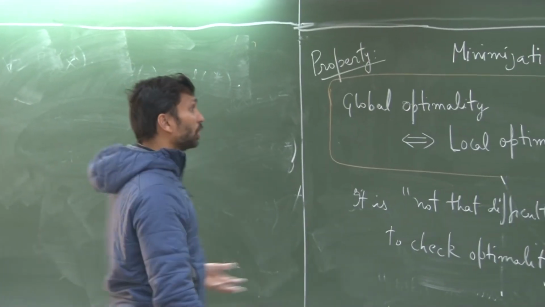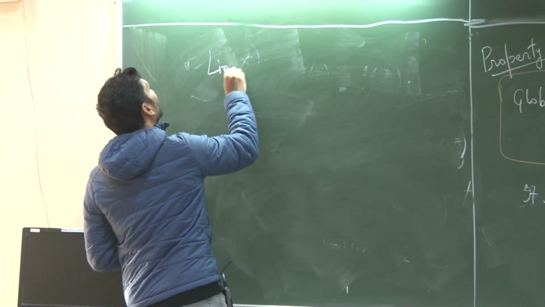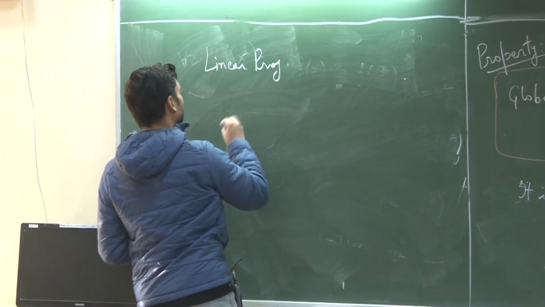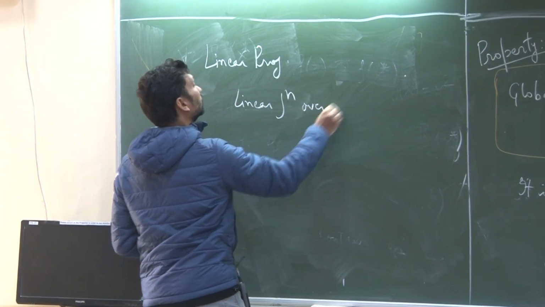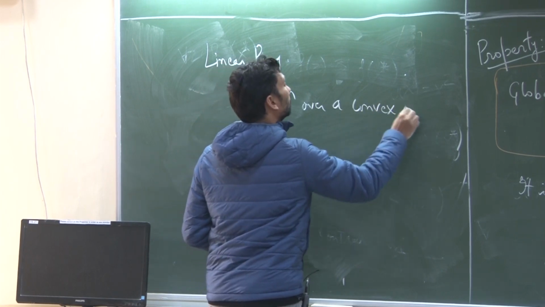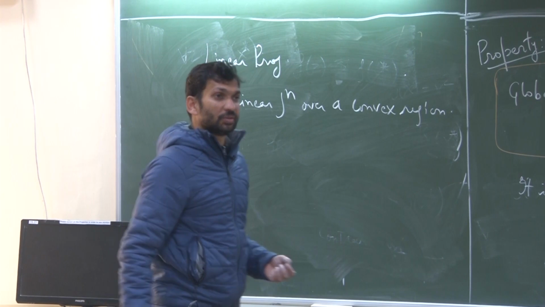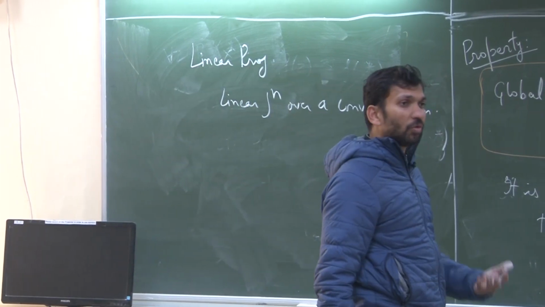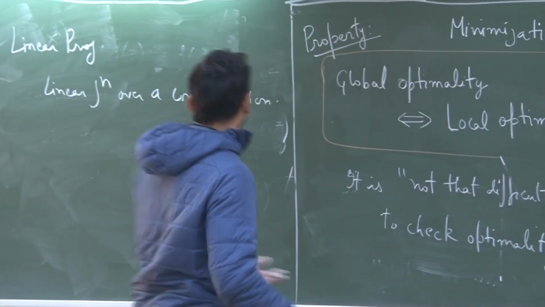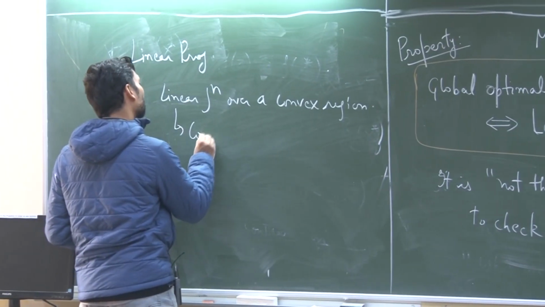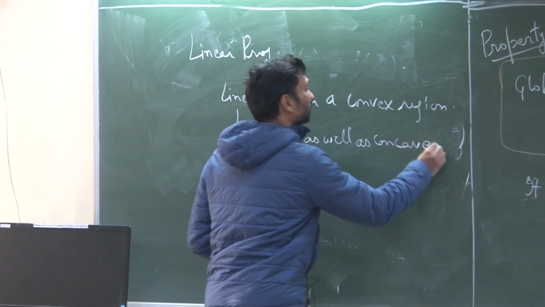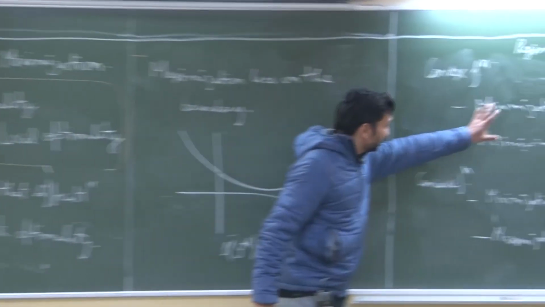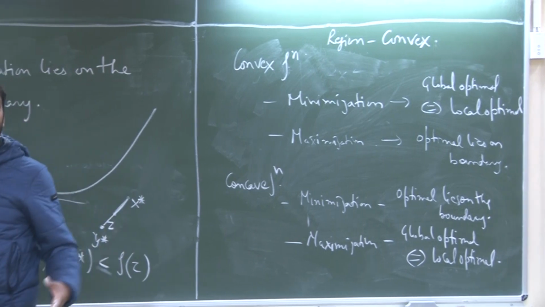Why is this nice? It is nice because when we talk about linear programming, we are going to optimize a linear function over a convex region. And now you should be happy. What does it mean that a function is linear? A function is linear, that means it is convex as well as concave. That means we have these properties as well as these properties for linear programming.